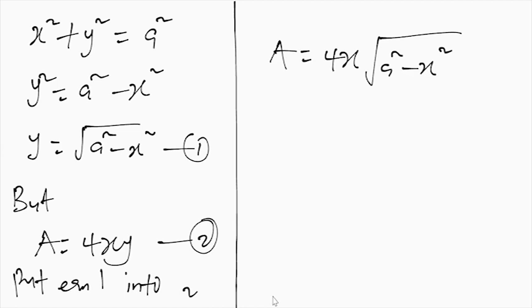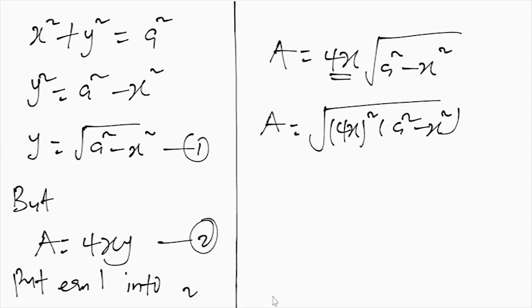We can decide to find a way of bringing this 4x into the root. In order for us to do that, all we do is take the square of this, then we can bring it into the root. So the area will now become 4x squared times a squared minus x squared.